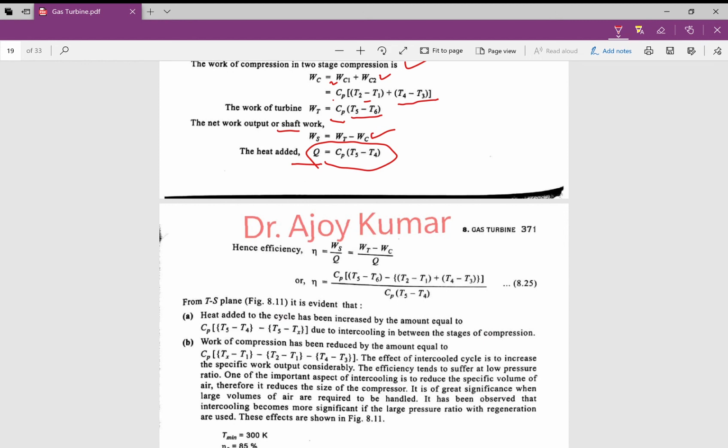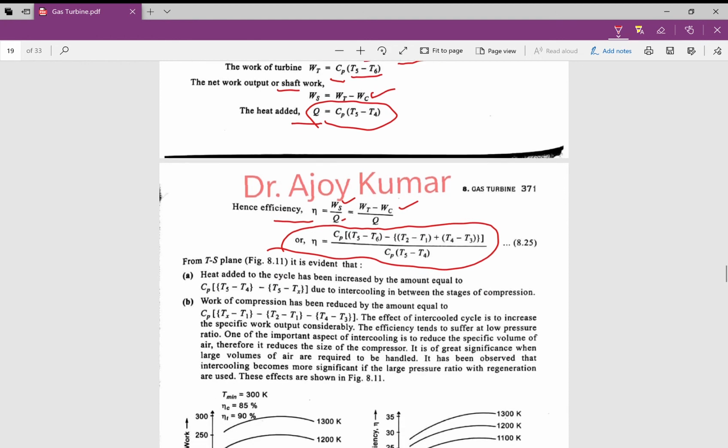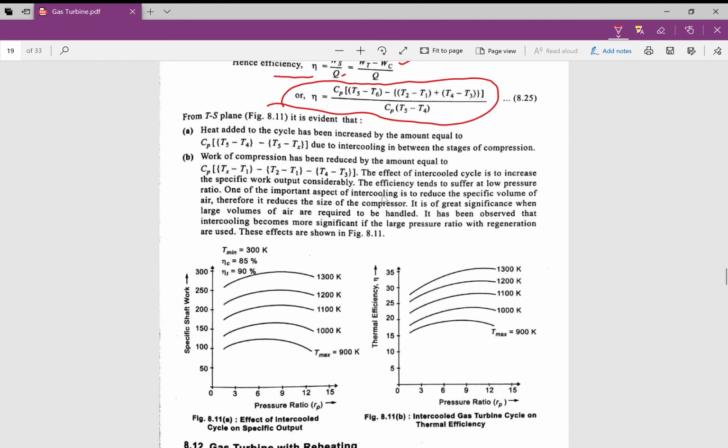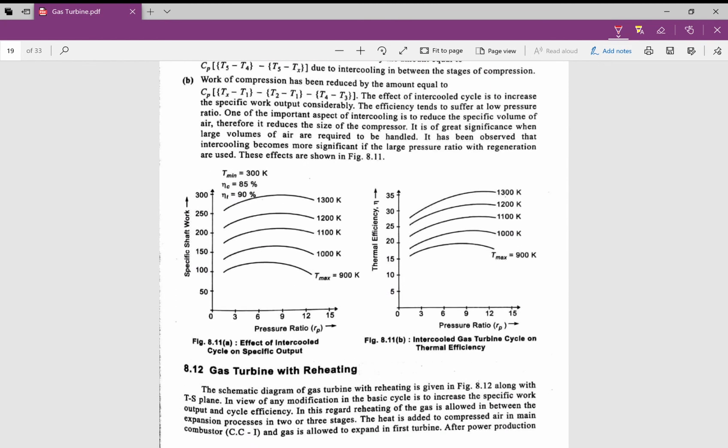So then finally you can calculate efficiency, that is shaft work divided by heat supplied. It comes like this. Put in all the values mentioned here, so we can get the efficiency of a gas turbine with intercooler like this. Now in the next video, dear students, we will go for gas turbine with reheating.